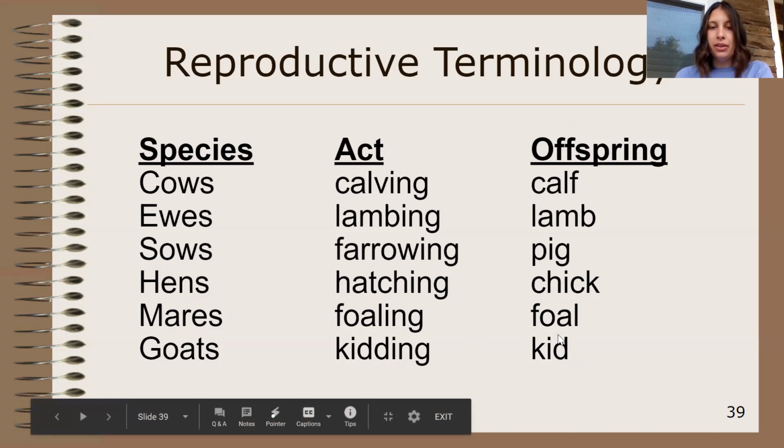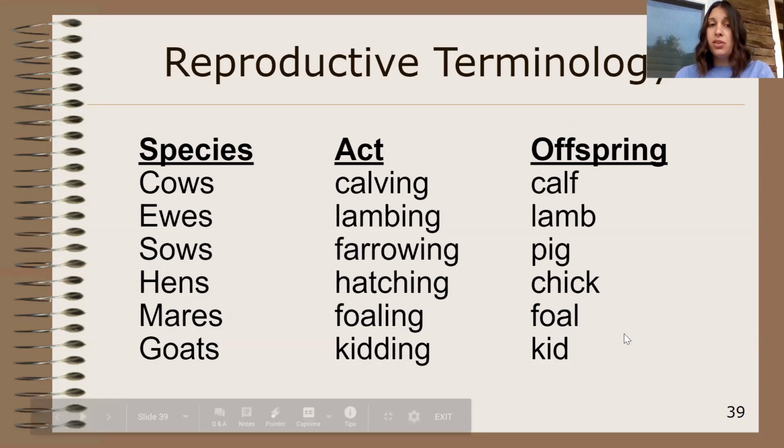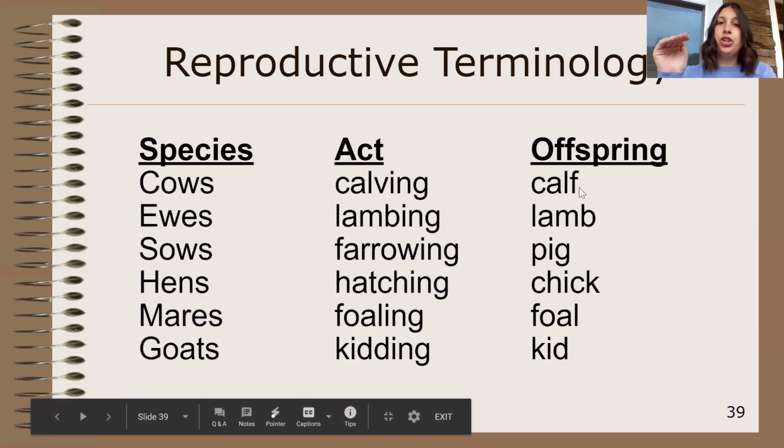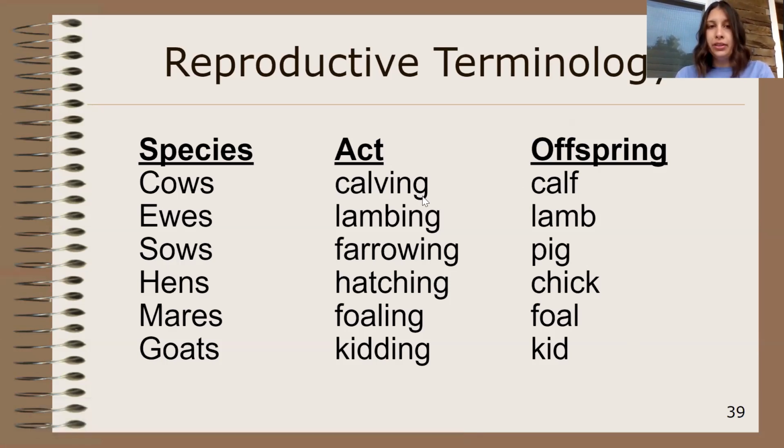So typically, with 4 of these 6, whatever the offspring, whatever the baby is called, you just add ing, and you get the name of the act of them giving birth. Lamb, add ing, you get lambing, which is the name for when sheep have babies.